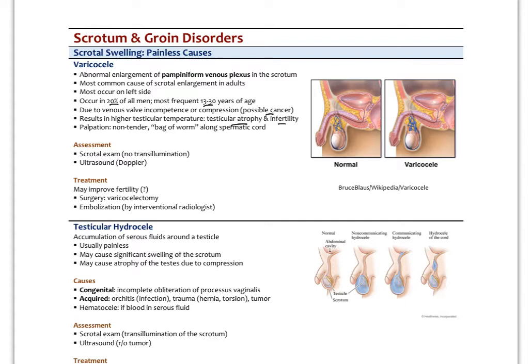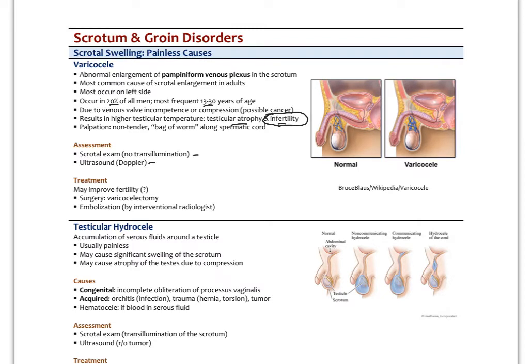So this is a very common cause, remember, of male infertility, up to 40% of cases. The exam will reveal, on palpation, a non-tender mass that feels like a bag of worms along the spermatic cord. Very classic finding there. It does not transilluminate, and our next step, if we suspect that, would be to send for a Doppler ultrasound, and that would allow us to visualize that.